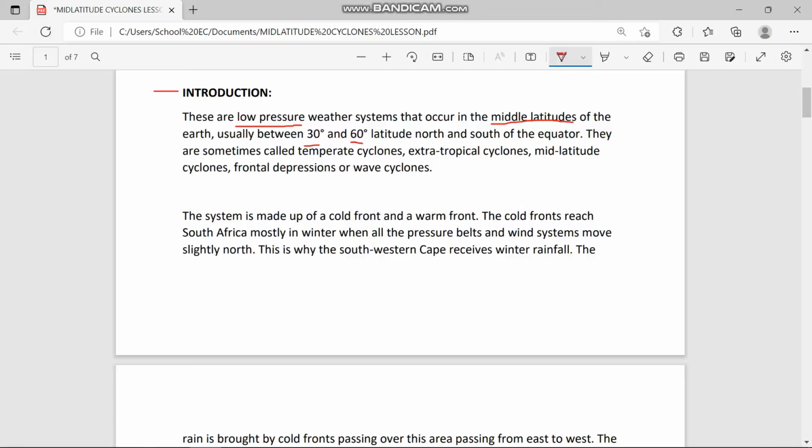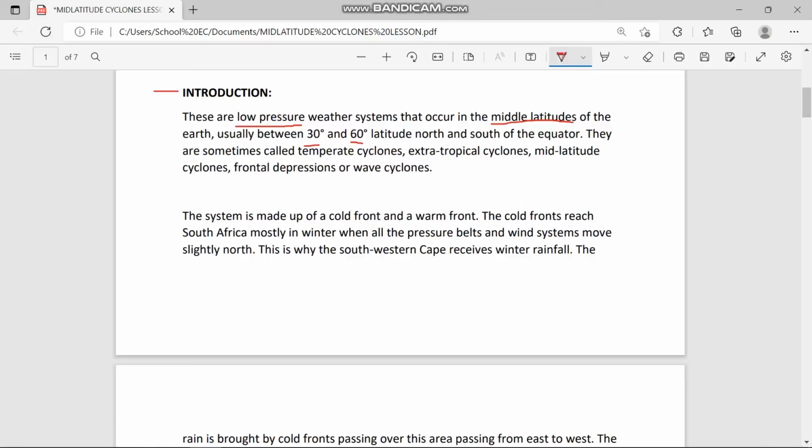Sometimes they are called temperate cyclone, I mean extratropical cyclone, frontal depression, or wave cyclone. So they have other names, or we can call mid-latitude cyclones using other terms such as temperate cyclone, extratropical cyclone, frontal depressions, or a wave cyclone. So this is a low pressure system.